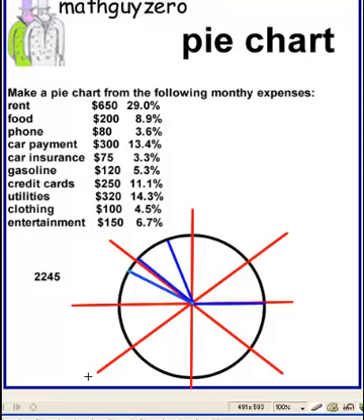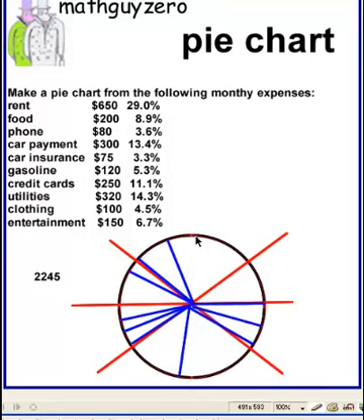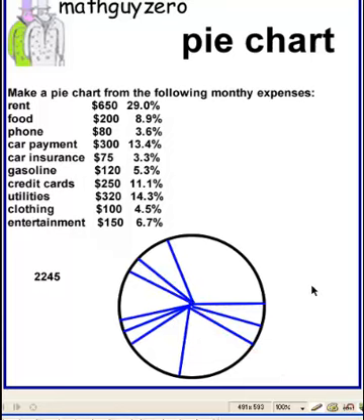I'm going to go ahead and finish these up. Okay, now I'm going to take out the guidelines. Those were the red ones. There's your pie chart. Now let's go ahead and label the pie pieces.